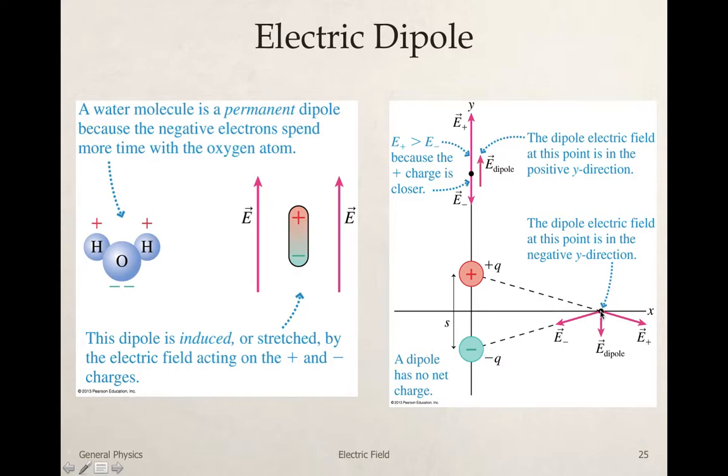Whereas here, if I want to find the field due to my dipole, they're both equidistant from my point of interest, so the magnitudes will be the same. This electric field for the positive charge is going to point away. This electric field due to the negative charge is going to point towards the charge. So the x components cancel, and I'm left with a downward electric field.